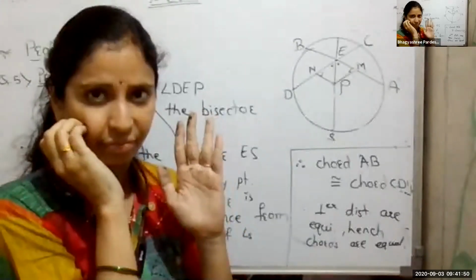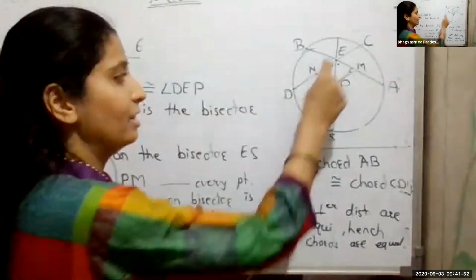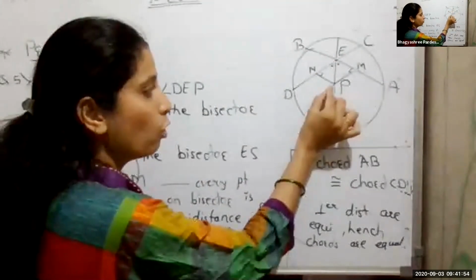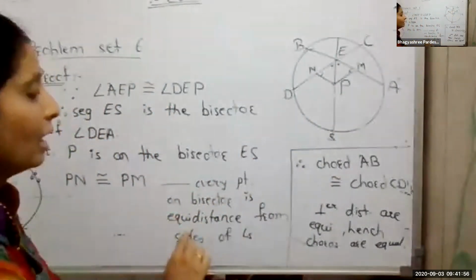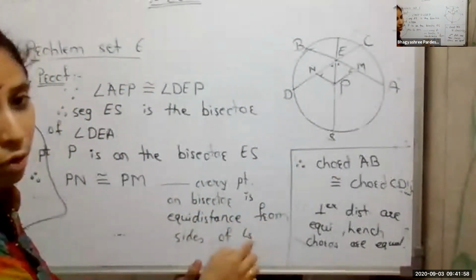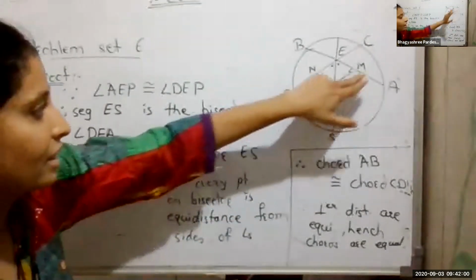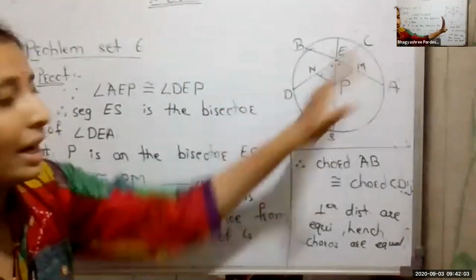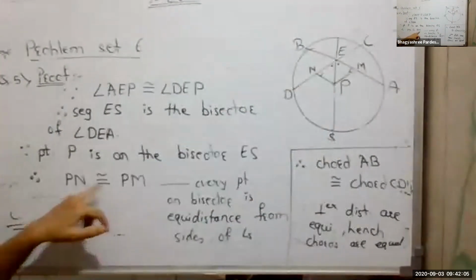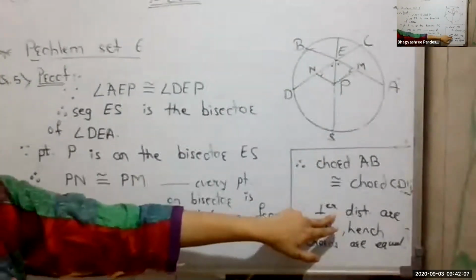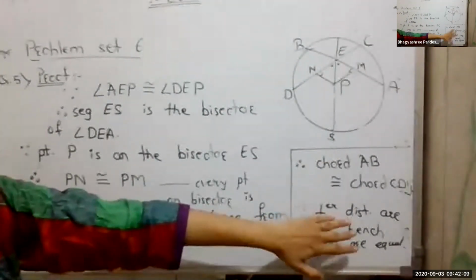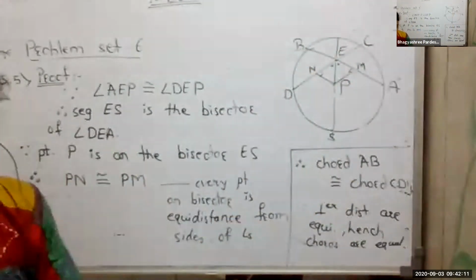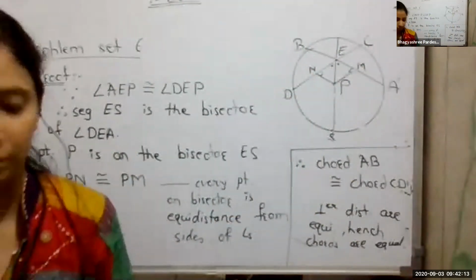Parts here, dividing in two equal parts. And since this is the bisector, it is equidistant from the sides of the angle. That means these sides are equal. Since PN is congruent to PM, with yesterday's property, we directly say that chord AB and chord CD are congruent to each other.